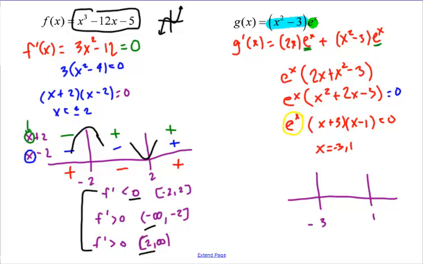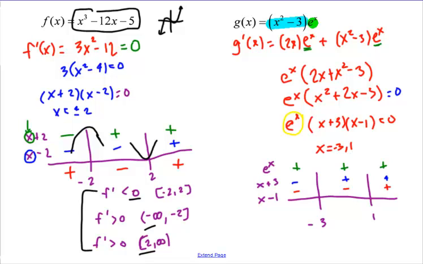But we are going to check all three pieces. We're going to check e to the x, we're going to check x plus 3, and we're going to check x minus 1. And again, all we need to know is the sign. Is it positive or is it negative? So when we check e to the x, it is always positive. There are never any negative values with e to the x. Okay. When we check x plus 3, we're going to be negative when we're less than negative 3. We're going to be positive when we're greater than negative 3. And when we check x minus 1, we're going to be negative when we're less than 1, and we're going to be positive when we're greater than 1.